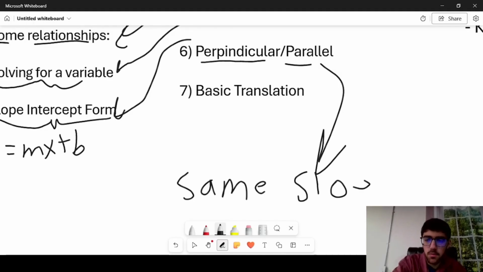So if the slope was 5 for an equation, and it tells you that another equation is parallel, then it also has to have the same slope. It's the same slope but a different line.